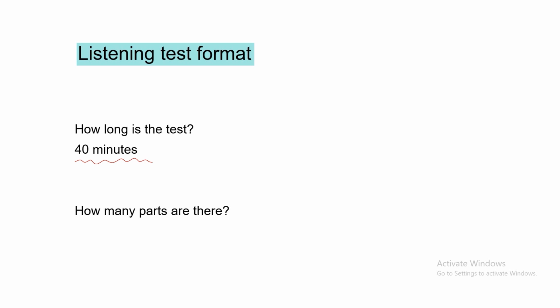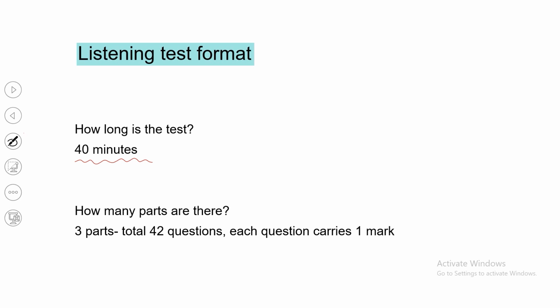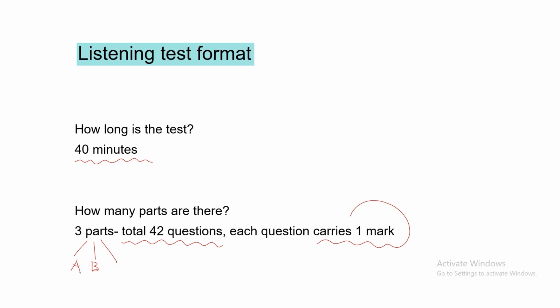How many different parts are there in the listening test? 3 parts. You have to answer a total of 42 questions, and each question carries 1 mark. So the parts that you have are part A, part B and part C.